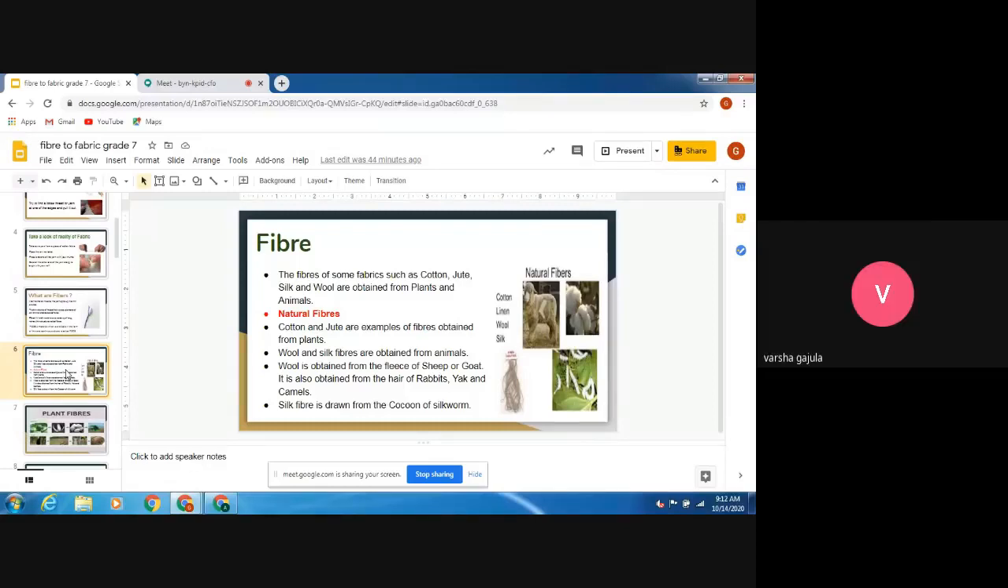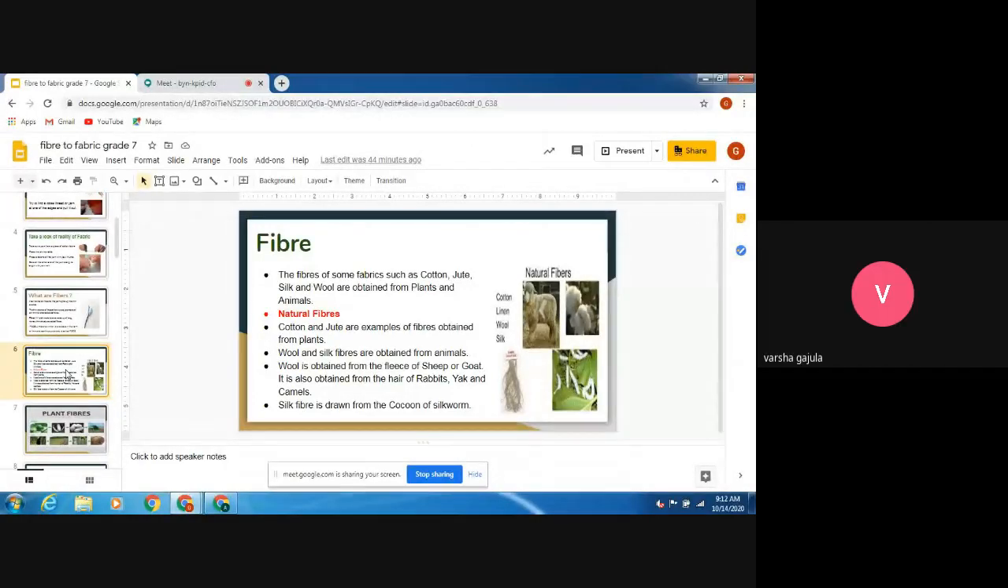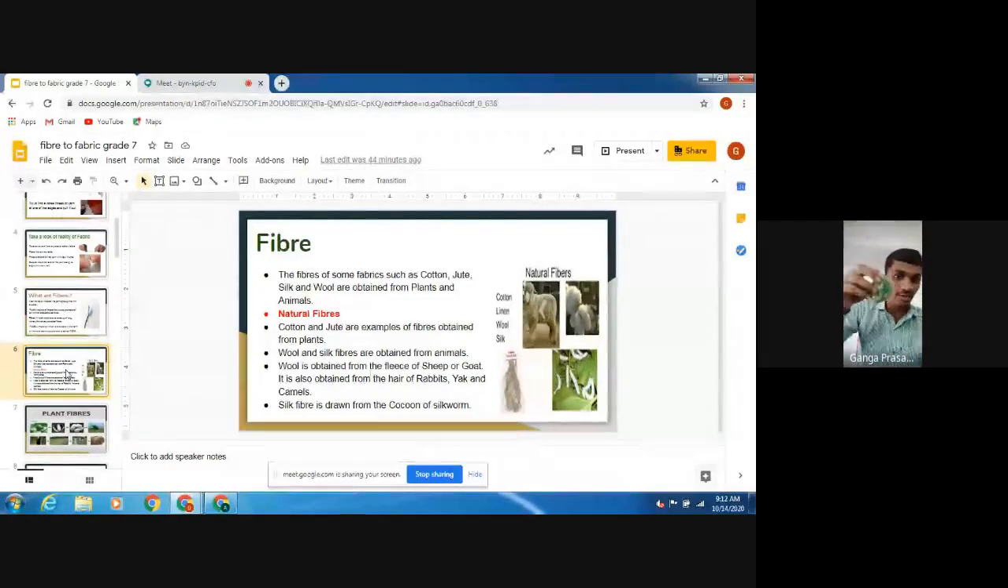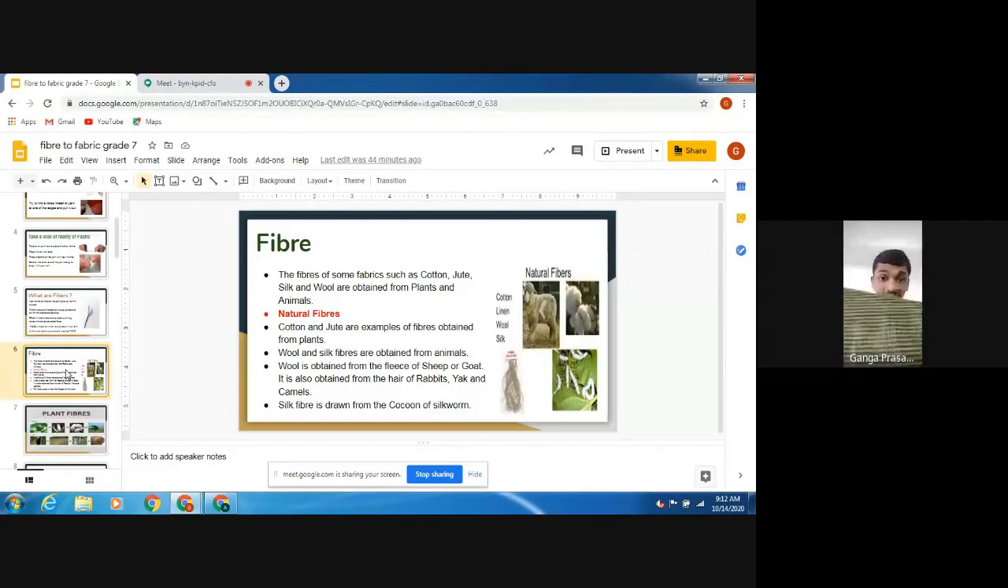Sir, may I ask one doubt? Yeah, definitely. Sir, you said that small strands are fibers. Only those strands are fibers, otherwise is the total cloth fiber? No. See, the total cloth is called fabric. It is a fabric. Fabric is made by fibers. Is it clear? Yes, sir.